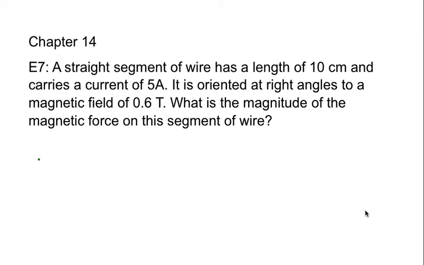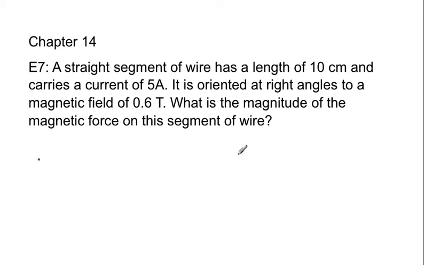Alright, let's try another problem from chapter 14. A straight segment of wire has a length of 10 centimeters and carries a current of 5 amps. It is oriented at right angles to a magnetic field of 0.6 Tesla. What is the magnitude of the magnetic force on this segment of wire? Okay, so this one's a little bit more abstract.